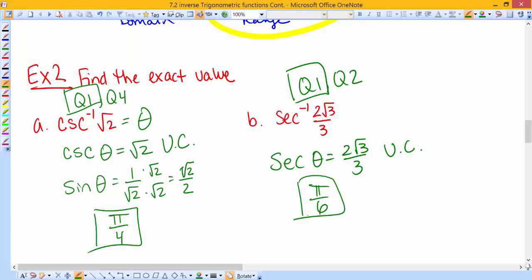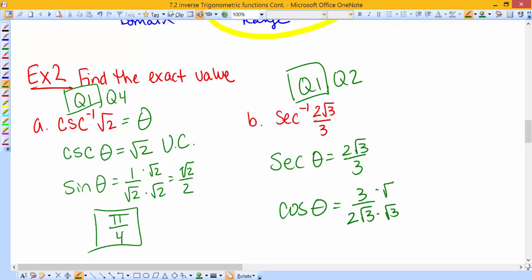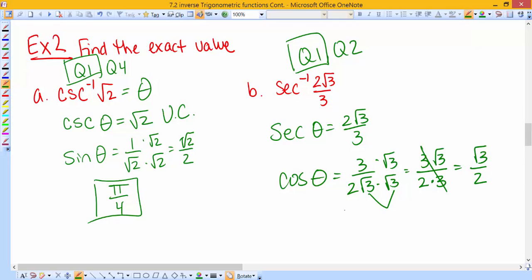If you don't have your unit circle, you have some work to do. So you have to say, or remember, okay, secant goes with cosine, but it's the reciprocal. So 3 over 2 root 3. Oh man, we have to rationalize the denominator. So now I have 3 root 3 over 2 times 3, because the square root of 3 times the square root of 3, those cancel. Root 3 over 2. Now you have to remember, where is cosine root 3 over 2? And cosine is root 3 over 2 at pi over 6. You get the same answer, but you have more work to do.